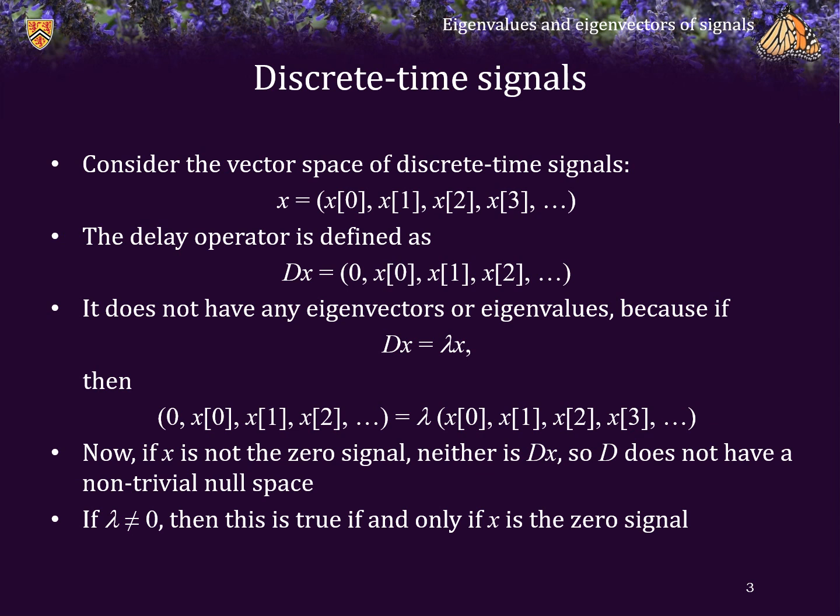Also, if lambda is not equal to 0, then this implies that x naught must be 0, because lambda times x naught must equal 0. But if x naught is 0, then that implies that x1 is 0. And if x1 is 0, that implies x2 is 0, and so on and so forth. Consequently, if lambda is not equal to 0, then this is true if and only if x is the 0 signal. And that doesn't count as an eigenvector.